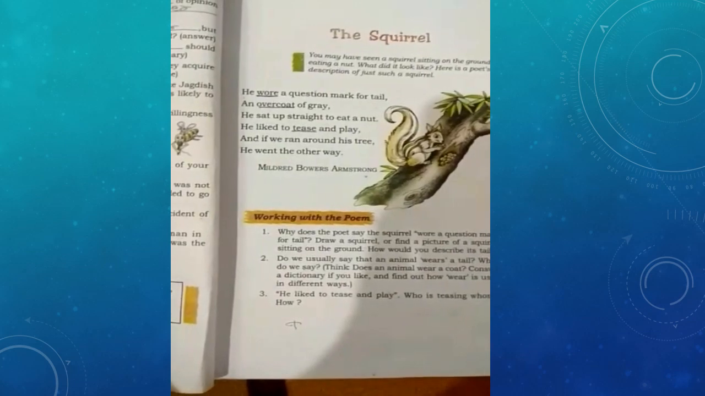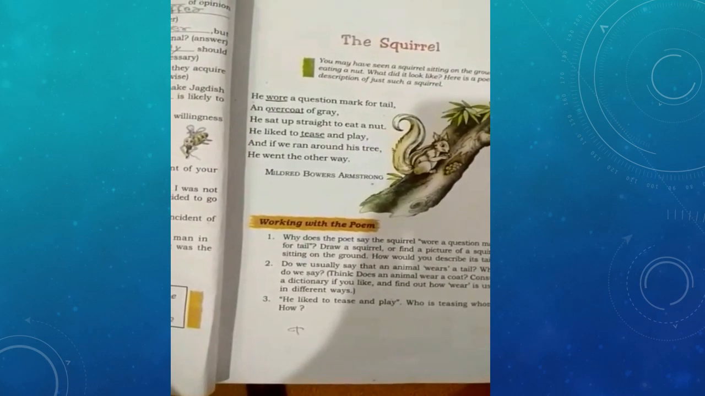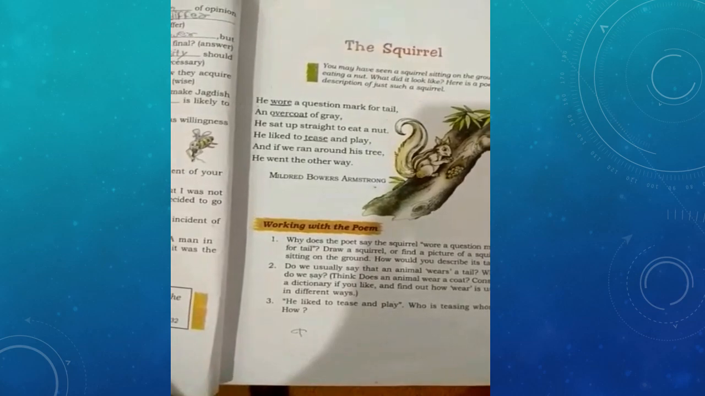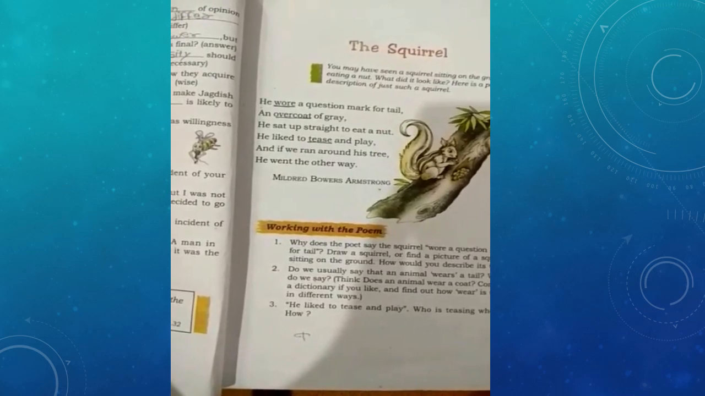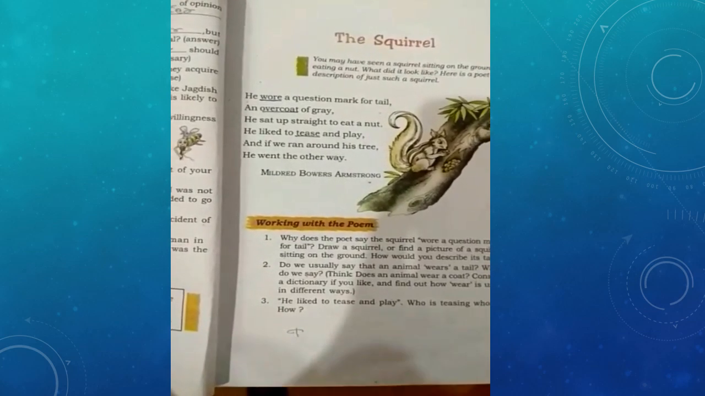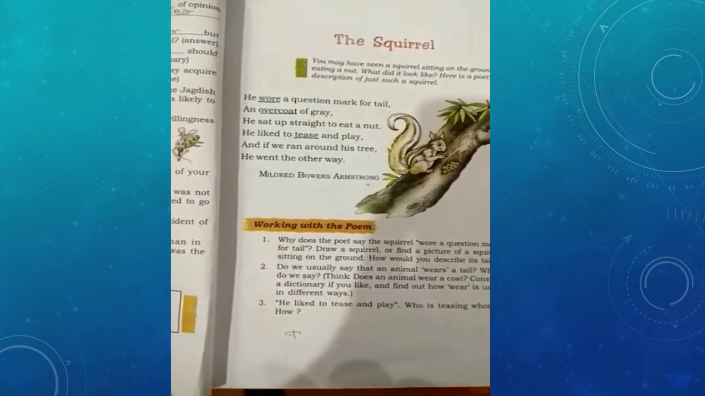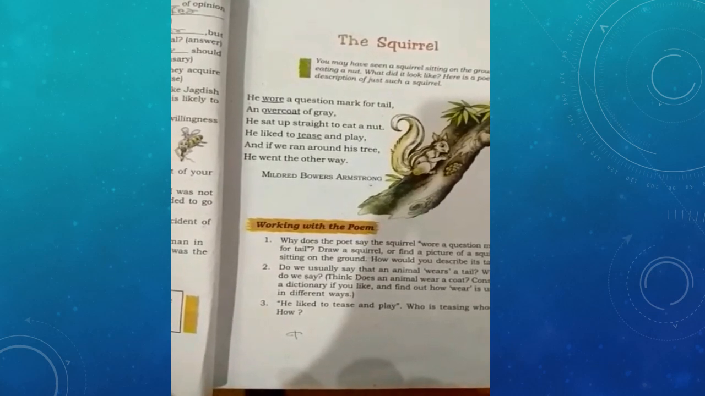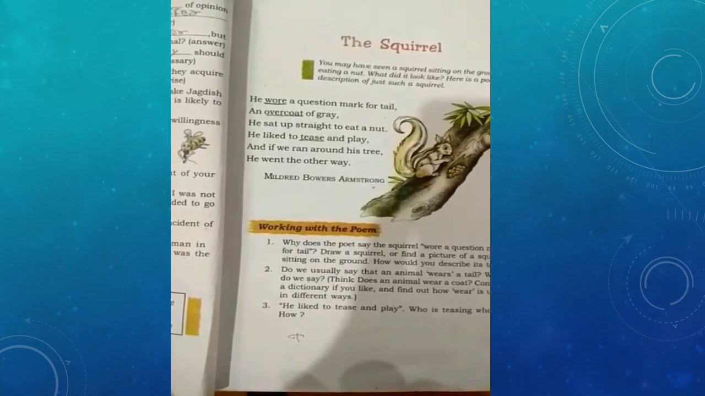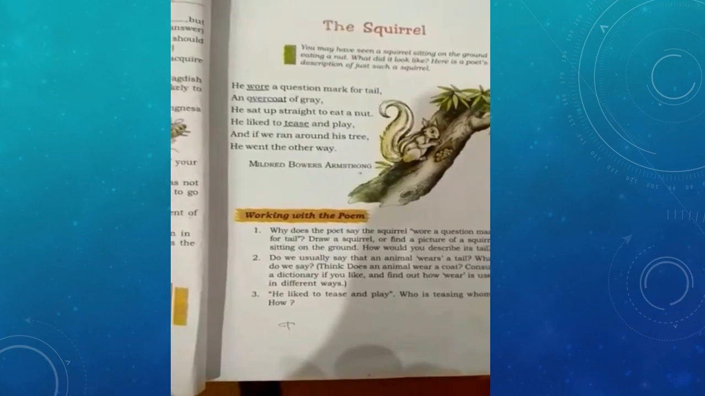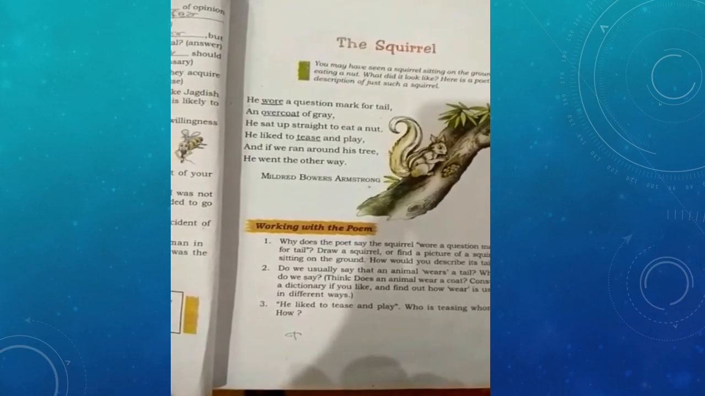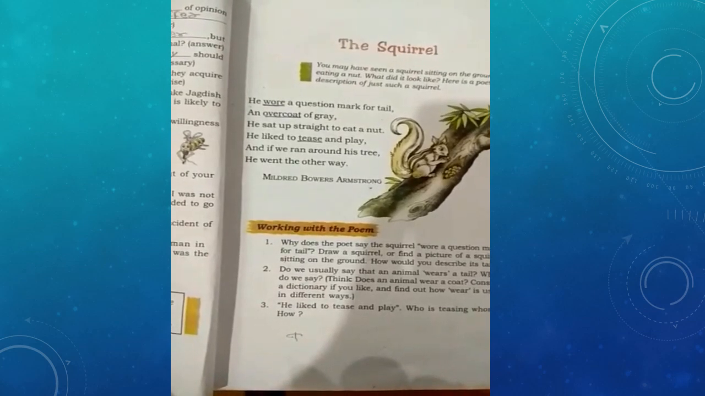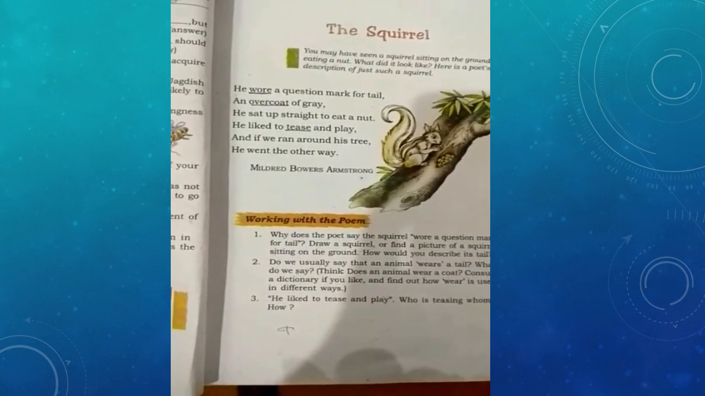An overcoat of grey. Then the poet describes how the squirrel is covered in grey fur. It was so soft, so loose that the poet calls it an overcoat. He sat up straight to eat a nut. In order to eat a nut, he was sitting straight, in an upright position on the tree. He liked to tease and play. The squirrel is a funny, naughty little animal that likes to play with human beings. And if it rained around his tree, he went the other way.